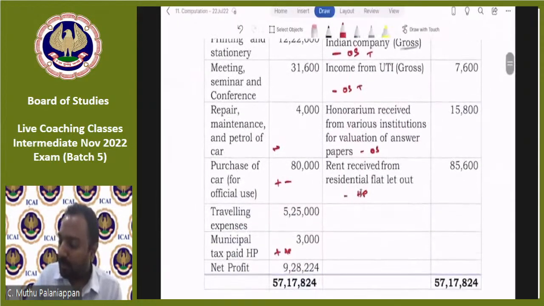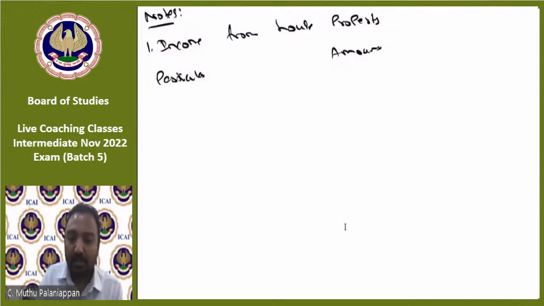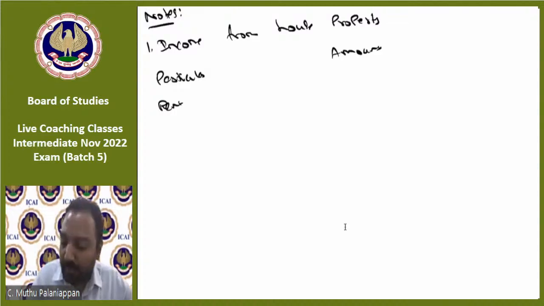Now, for this income from house property, we said there are 2 things to be done. One is reduce it from the business or profession, and the other is include it in the house property. So the rent received is 85,600, correct? Since there is no standard rent or fair rent given, your rent received itself is considered as the gross annual value.